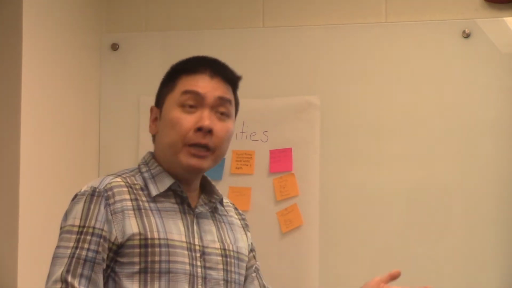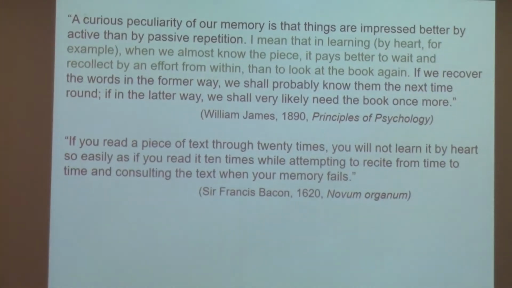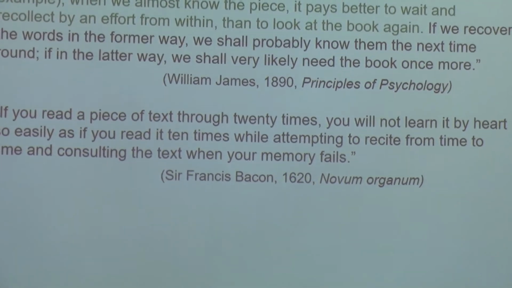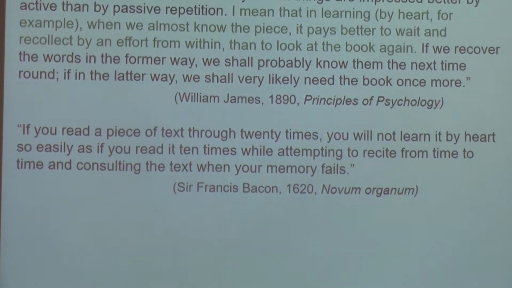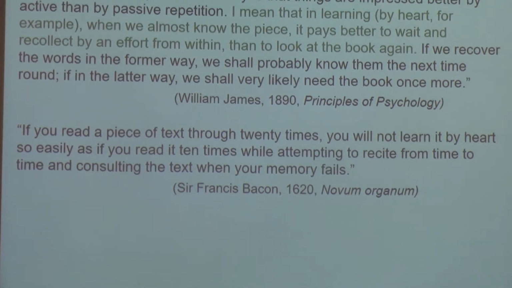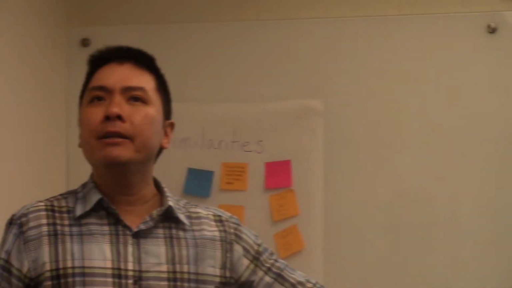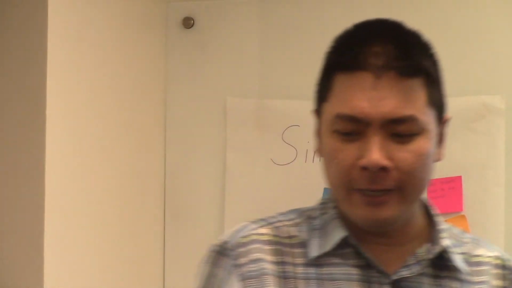And a few hundred years before William James, Sir Francis Bacon said something quite similar. He said, if you read a piece of text through 20 times, you will not learn it by heart so easily as if you read it 10 times while attempting to recite from time to time and consulting the text when your memory fails. So recite here again is recite from memory, like trying to recite a poem from memory. So again, the same thing. Instead of just looking at the text again and again and again, why not put it aside, try to recite it from memory, and then of course if you fail, give yourself feedback, then look at the text. So testing with feedback, being good for your learning.